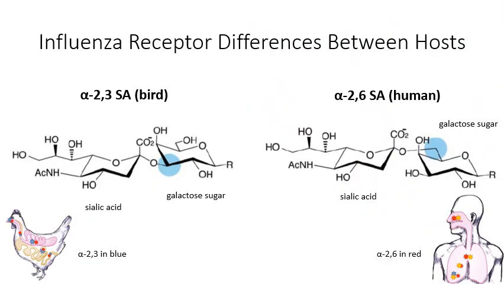Then this is actually just showing the difference in those receptors. The alpha 2,3 sialic acid receptor is preferred in bird flu. The alpha 2,6 sialic acid receptor is preferred in humans. So here you have the sialic acid molecule, and it's always attached to a galactose sugar on the surface of a cell, and the specific attachment is different between alpha 2,3 versus the alpha 2,6. That's the only difference between those receptors.